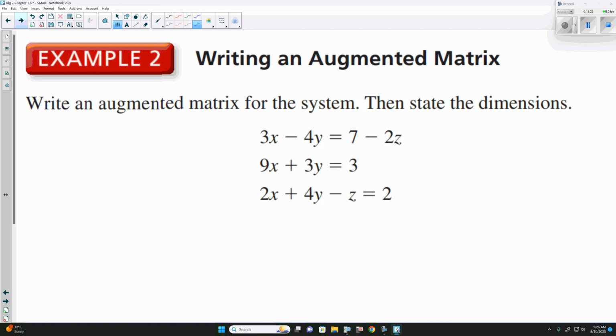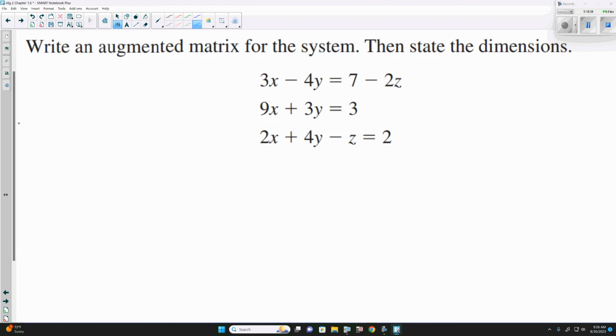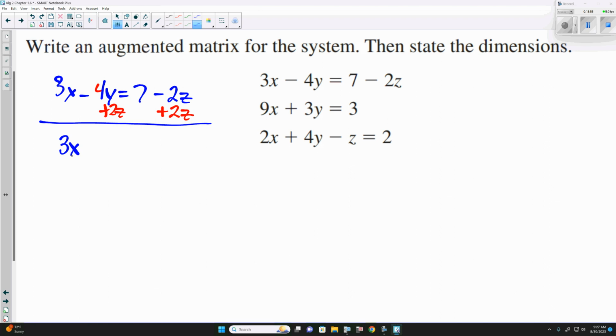Write an augmented matrix for this system, then state the dimensions. So for the top one, well, z's on the wrong side, yes? Now I can't just move it over. We have to do what? Because it's on the wrong side of the equal sign, yes? So if I'm moving something across an equal sign, we would have to add it to both sides. So we still have 3x, minus 4y plus 2z is equal to 7.